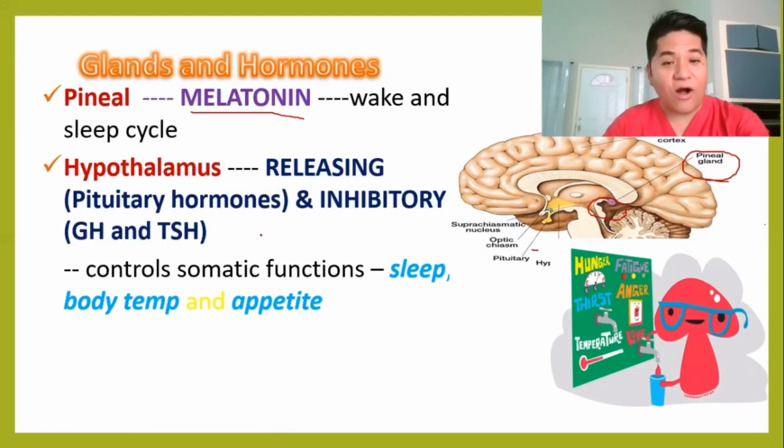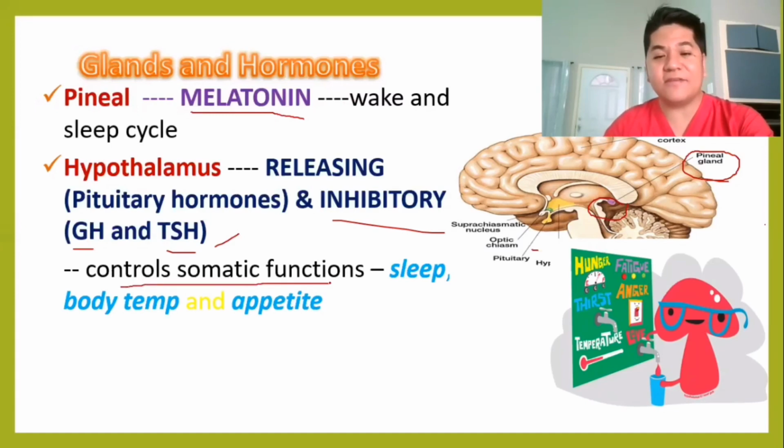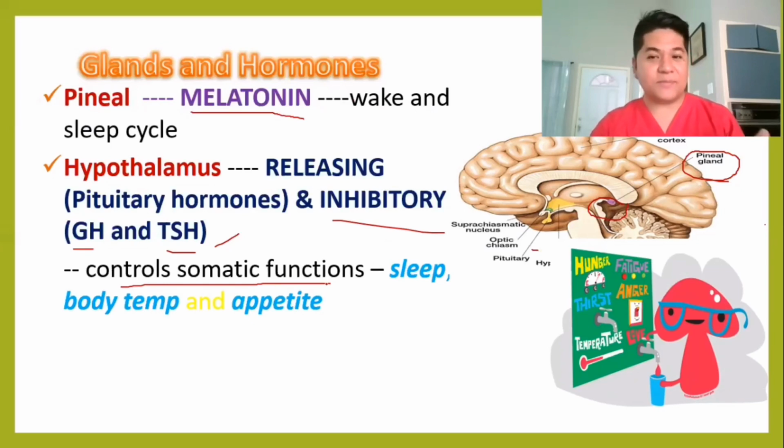Now, it could also be an inhibitor for your growth hormone and your thyroid stimulating hormone, okay? Then it also controls some of the somatic functions, your body functions such as your sleep, body temperature, appetite, your hunger and satiety center. Check on that, hypothalamus. Okay, I discussed that too in the anatomy and physiology of the brain. If you want to check it out, it's in the video I posted.